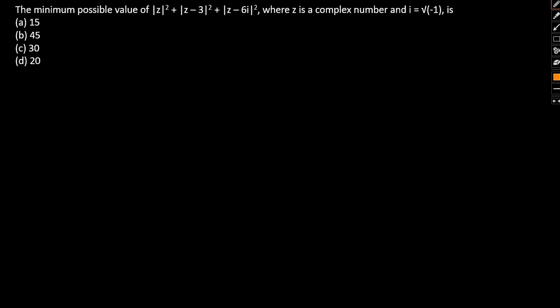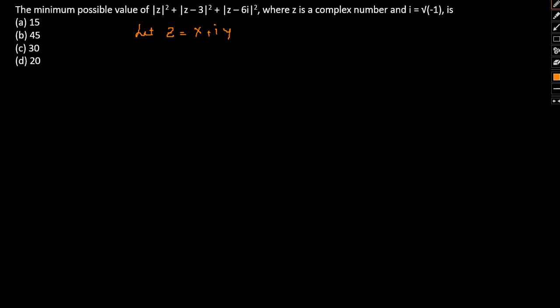Minimum possible value of |z|² + |z − 3|² + |z − 6i|², where z is a complex number and i equals root under minus 1, is. So we need to find the minimum possible value. So let's see. Let z equal to x plus iy.